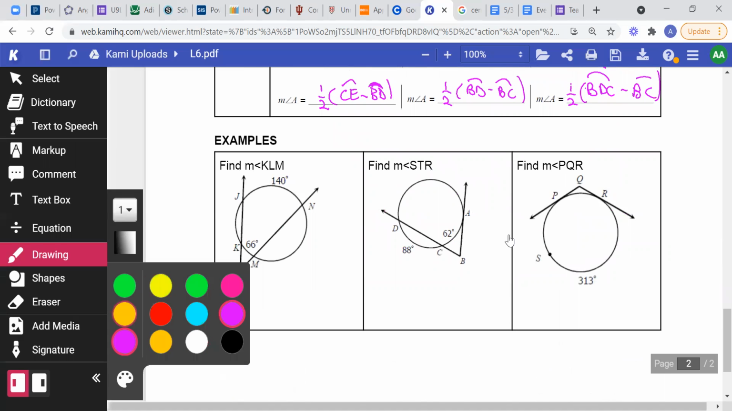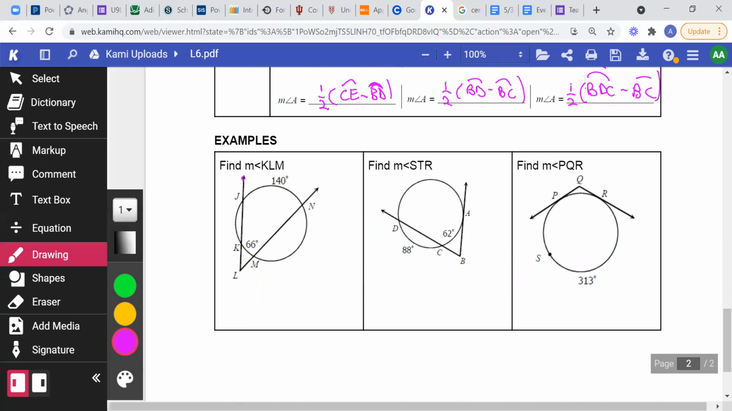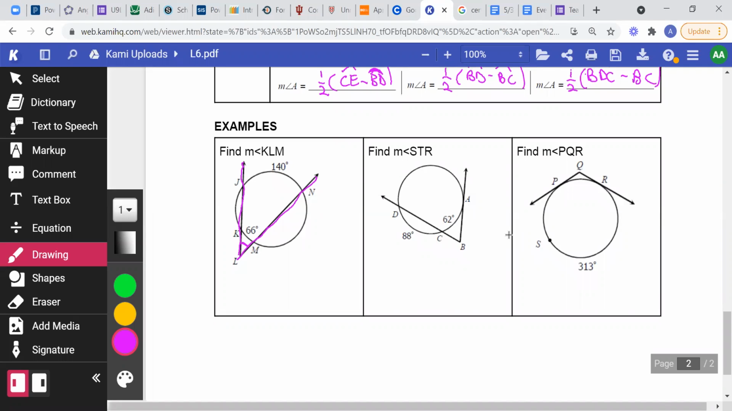Here we have JL and NL that are secants, okay? And then we want to find the measure of angle KLM. KLM is the name of an airplane, I think from Netherlands. Yeah, KLM. Air France KLM.